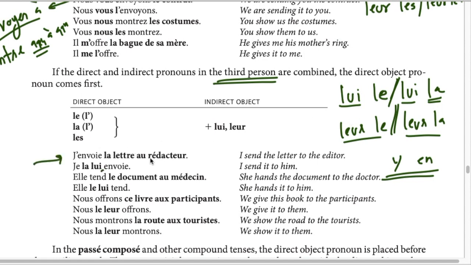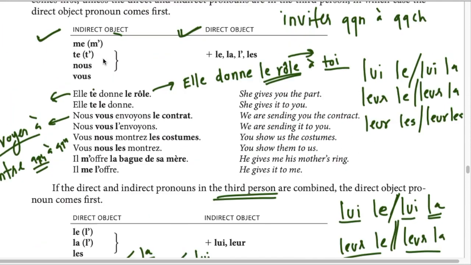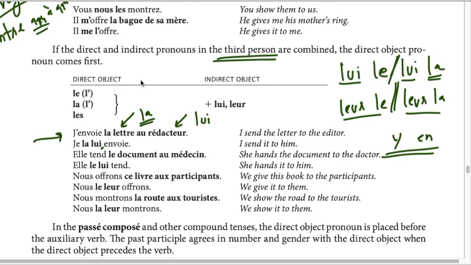J'envoie la lettre au rédacteur. Rédacteur is editor. Okay. What's the direct object here? Direct object is la lettre. So the direct object pronoun is la. Yeah. And the indirect object rédacteur, which is lui. Rédacteur, third person singular. Okay. Yeah. So now usually by the actual rule, indirect object should come before direct object pronoun. It will be je lui la envoie. But it will be difficult to speak, so we will reverse it. We'll put the direct object first. Je la lui envoie. Yeah.